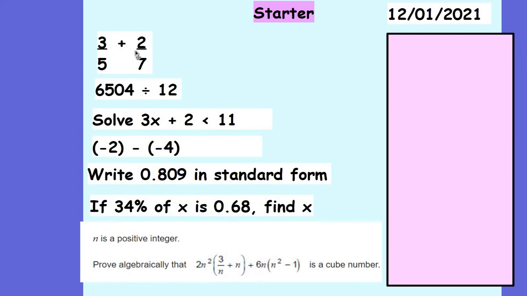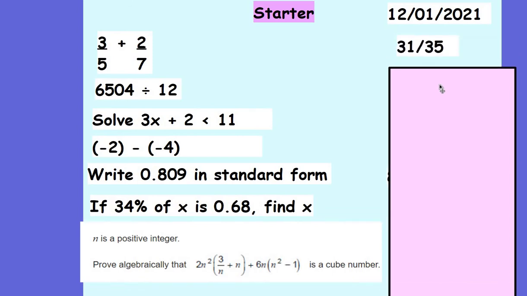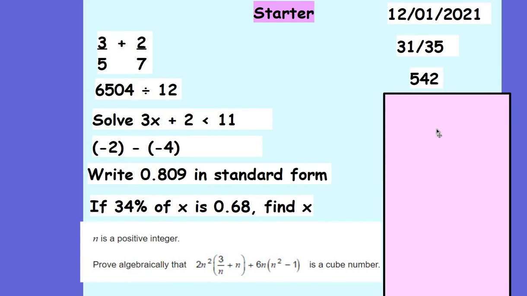Okie dokie, I'm going to run through the answers. So for the first one, you need to make the denominators the same, and that will give you 31 over 35. If you've done a bus stop division for the second one, you'll have got 542.